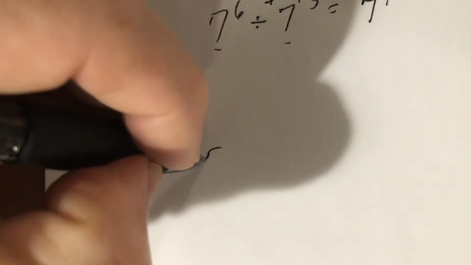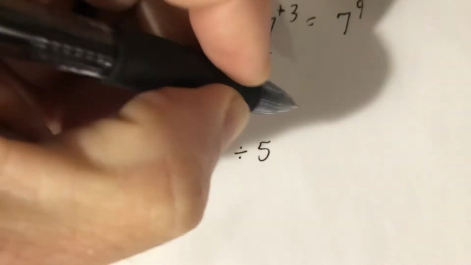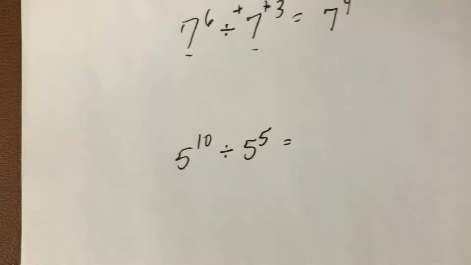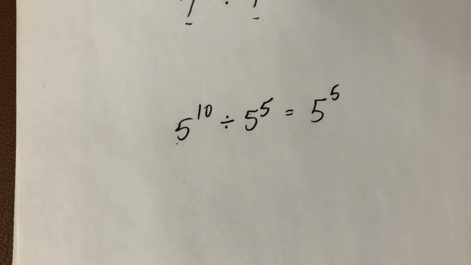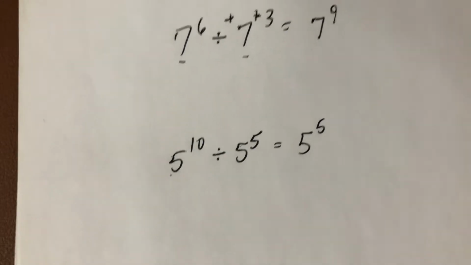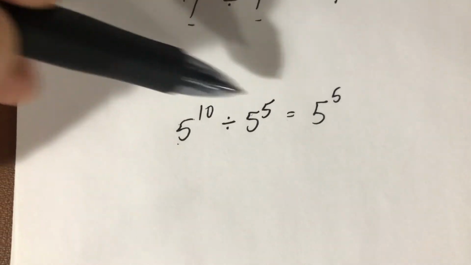So let's do another one, maybe something a little simpler. 5 to the 10 divided by 5 to the 5. So the answer is going to be, with the 5 staying the same, then we take this minus that. 10 minus 5 is 5. And remember, when you're multiplying, you're adding these two top numbers. When you're dividing, you're subtracting.